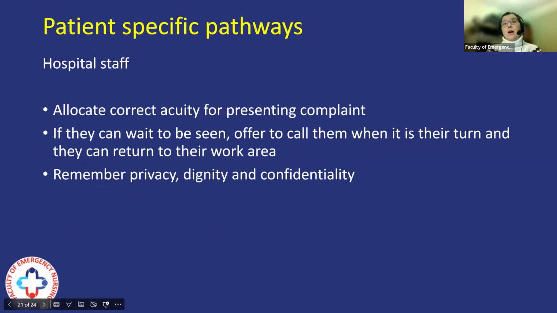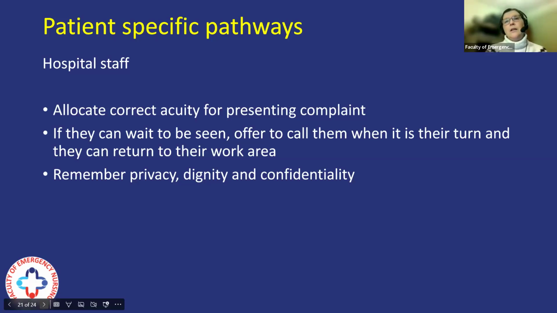And then, of course, there's always our own colleagues. So again, a bit boring here, allocate the correct acuity for their presenting condition. But here's the thing. They don't need to sit in the waiting room in their uniforms or whatever. They can go back to their work area if they're not an acuity 1 or 2, and you can say that you can phone them when it's their turn.